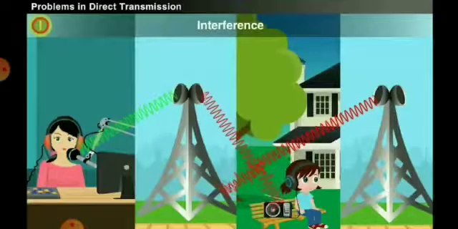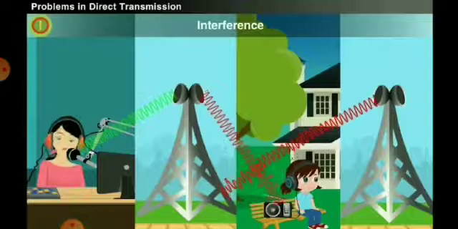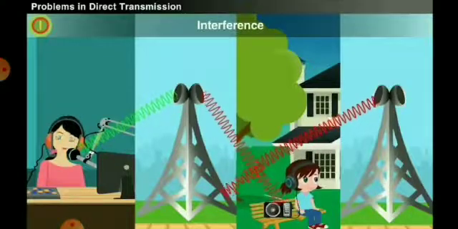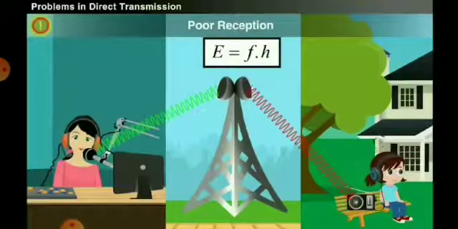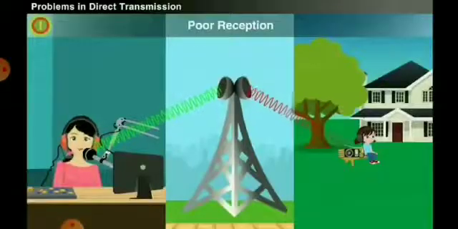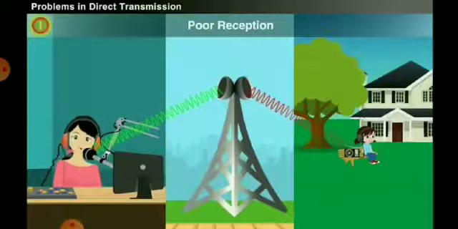The second problem is interference. If there is more than one base station in the city, then the signals with the same frequency get mixed up with each other. The third problem is poor reception. As per the equation representing the energy of the electromagnetic wave, it is clear that the energy of a low frequency signal is very low. On traveling across a longer distance, they become very weak.